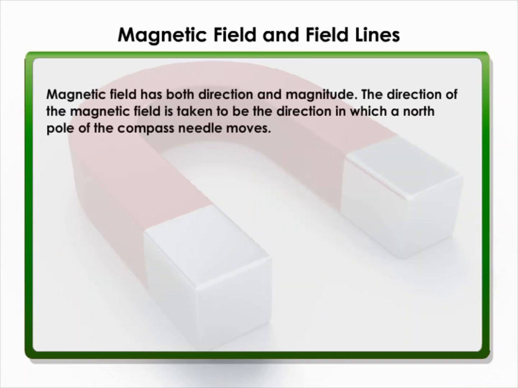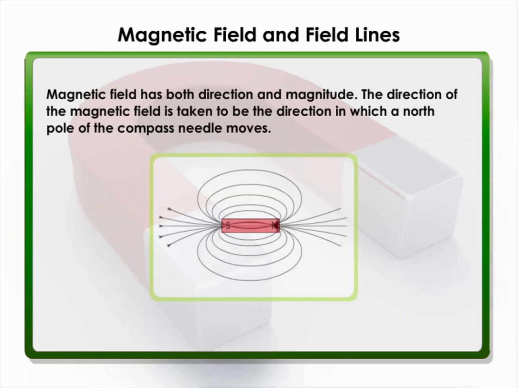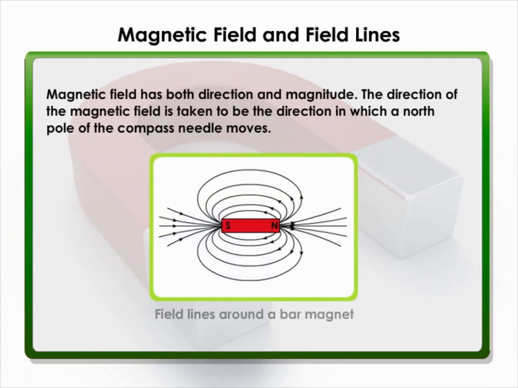Magnetic field is a quantity that has both direction and magnitude. The direction of the magnetic field is taken to be the direction in which the north pole of the compass needle moves inside it. Therefore, it is taken by convention that the field lines emerge from the north pole and merge at the south pole. Inside the magnet, the direction of field lines is from its south pole to its north pole. Thus, the magnetic field lines are closed curves.